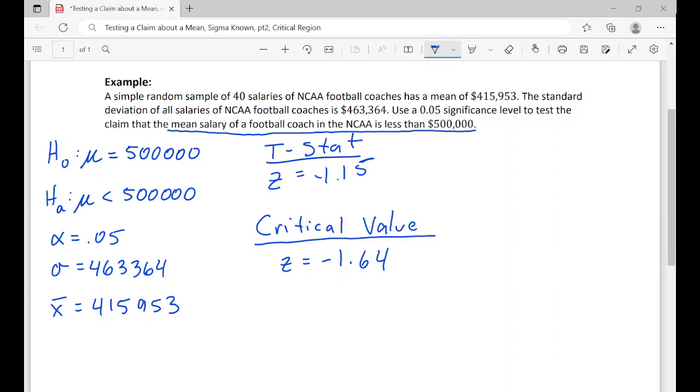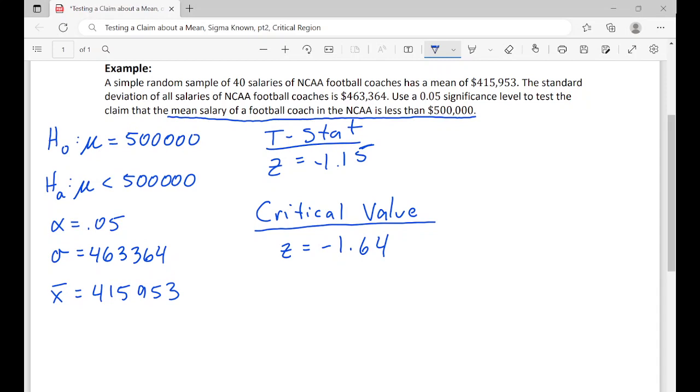So how do we tell whether this is reject or fail to reject? The easiest way to look at it, I believe, is on a graph. So let's look at the normal distribution curve. And so our critical value is going to be our critical region. So where is negative 1.64 on the graph? Because we know that 0 is right in the middle. So negative 1.64 is going to be somewhere over here, and I'm just going to kind of eyeball it and say it's here. And since this is a left tail test, we're going to shade to the left.